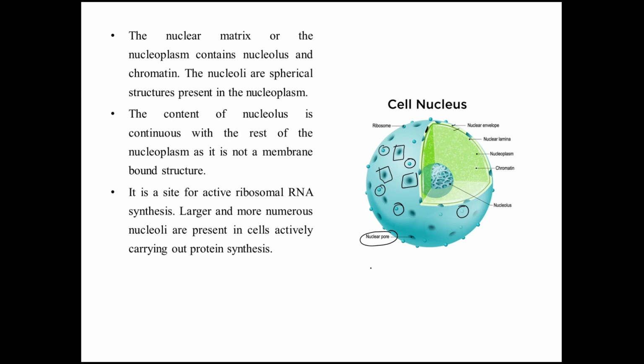The nuclear matrix, or nucleoplasm, contains the nucleolus. You can see here that this matrix is the nucleoplasm, and this structure is called the nucleolus, right? It is a spherical structure present in the nucleus. The content of the nucleolus is continuous with the rest of the nucleoplasm, as it is not a membrane-bound structure. It is a site of active ribosomal RNA synthesis.